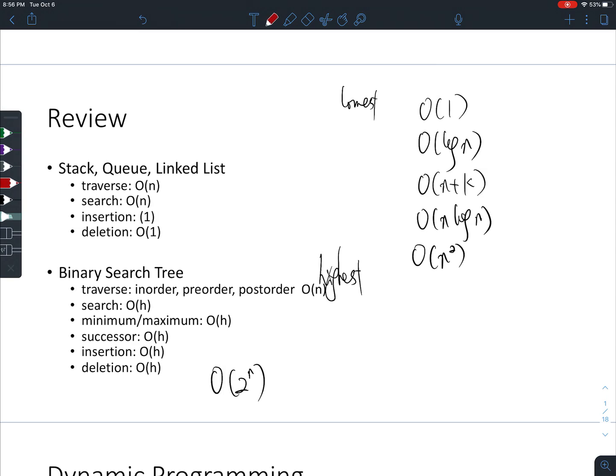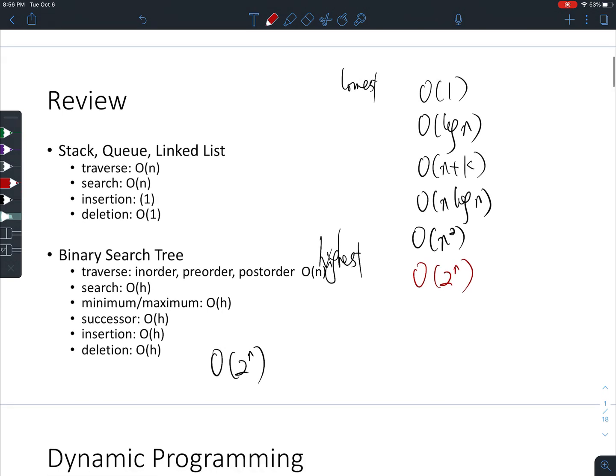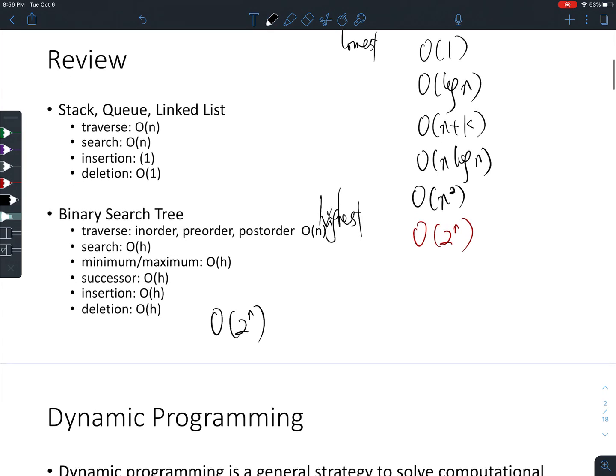The correct answer is that you should put it over here. It is the highest. It is higher than any other complexity that we have learned before. If you don't believe that, let's do some easy calculation. Let's enumerate the possible values. What is the relationship between n, n squared, and 2 to the power of n?